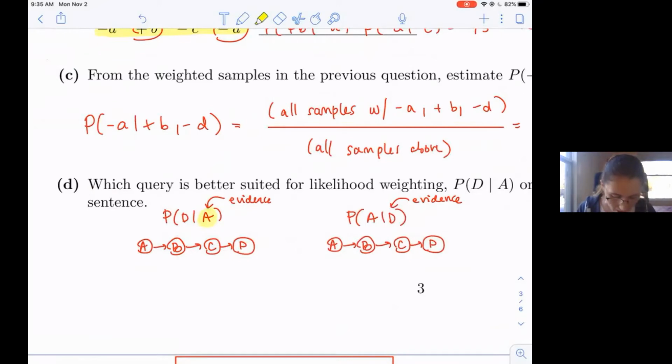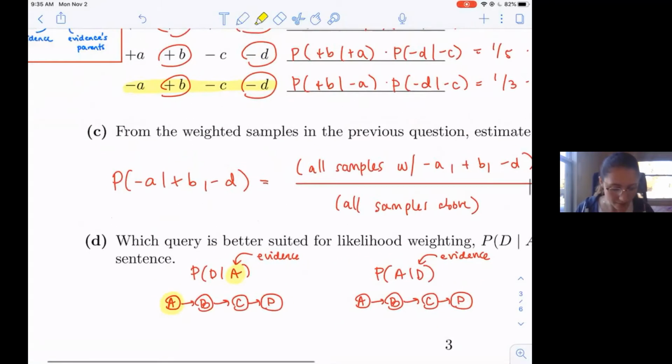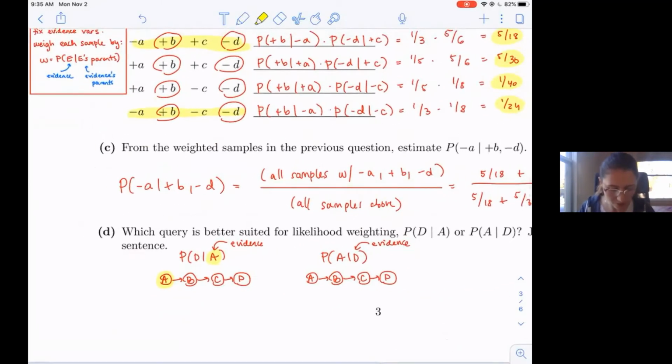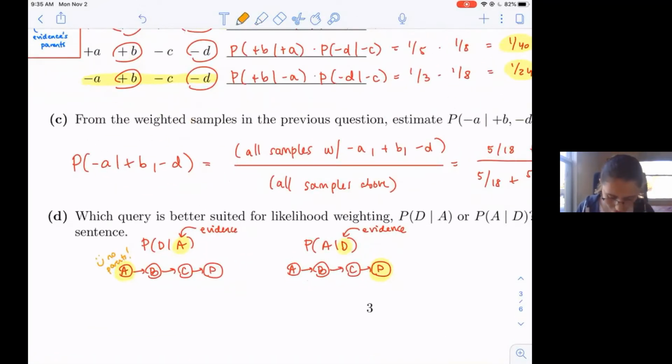When we're looking at A as our evidence, then for likelihood weighting we have to look at A's parents and compute W equal to probability of A given A's parents. Well, in this case, A doesn't have any parents. While here, with D as our evidence, we have that C is actually a parent of D.